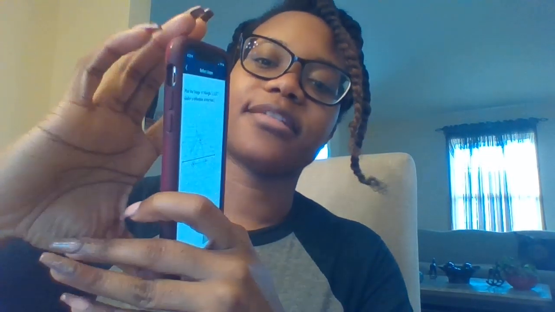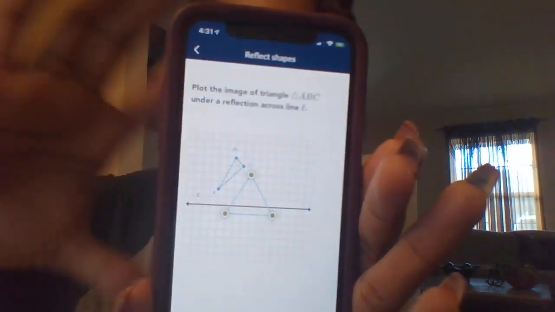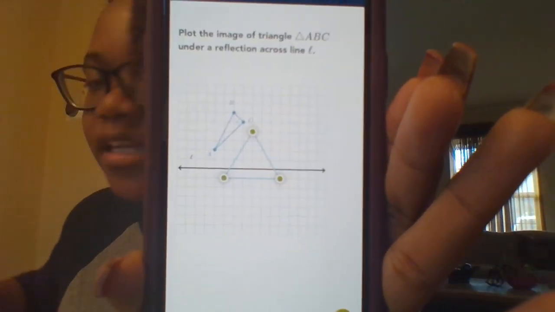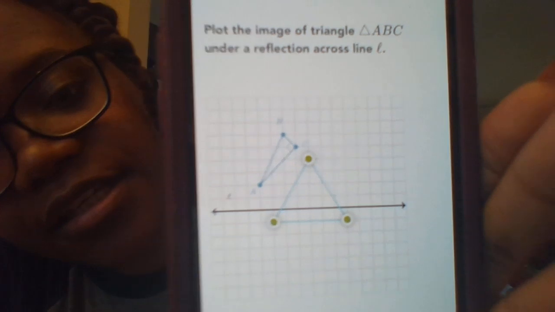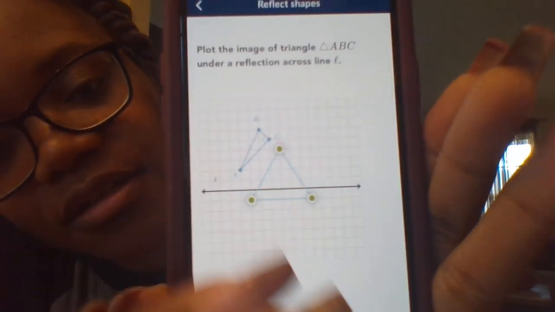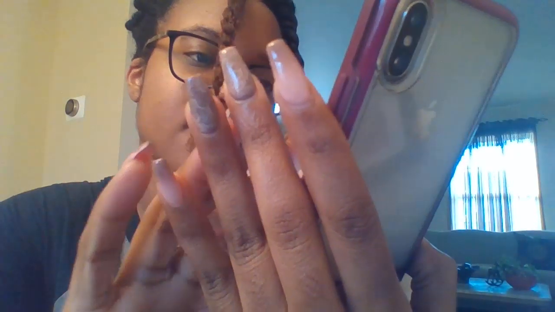Now we're going to take a look at the Khan Academy problems that were given for the reflection problem set. The first problem I was given in my set asked us to plot the image of triangle ABC under a reflection across line L. So I want to show you how it was given to me originally. So we see we have these 3 points. Oh, let me zoom in.